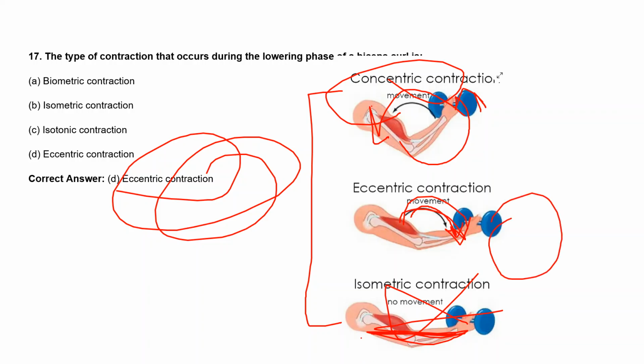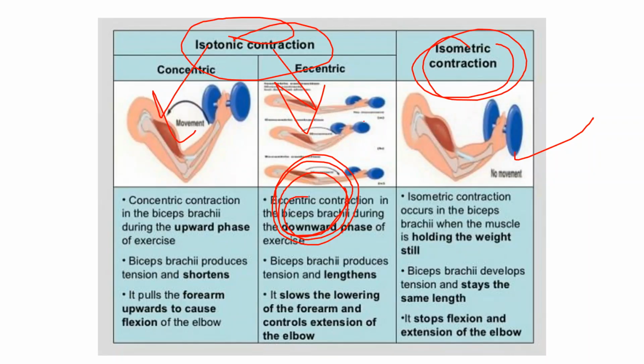And when there is no movement at all, we call it the isometric contraction. So there are two types of contraction. One is isotonic, in which concentric and eccentric contraction occur, and another one is the isometric contraction. What is concentric contraction in the biceps brachii during the upward phase of exercise?